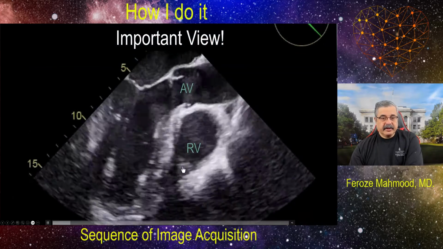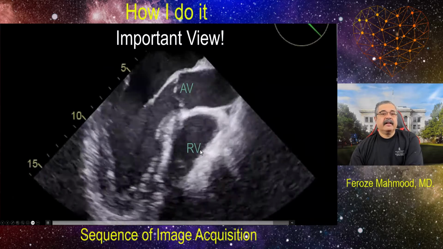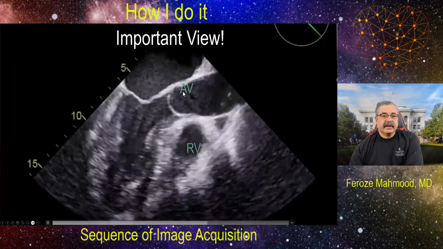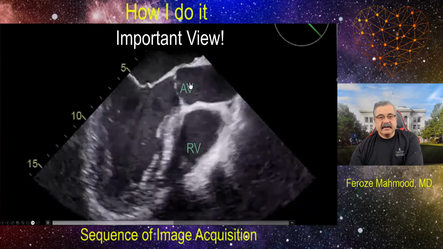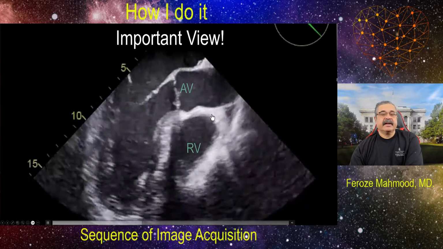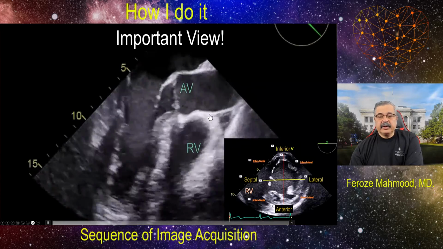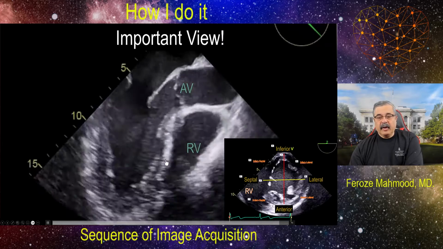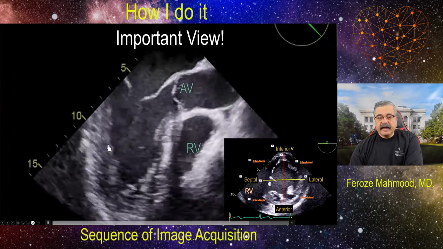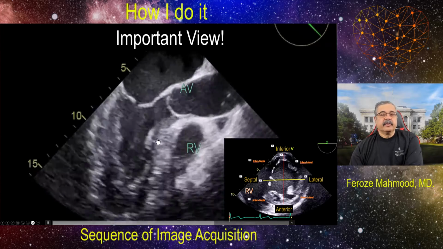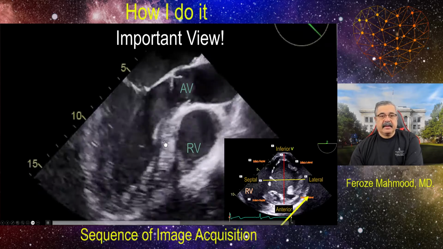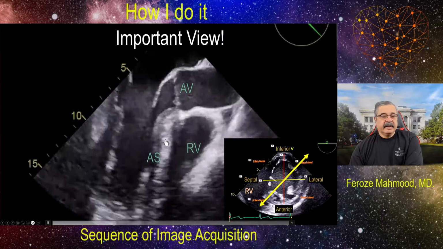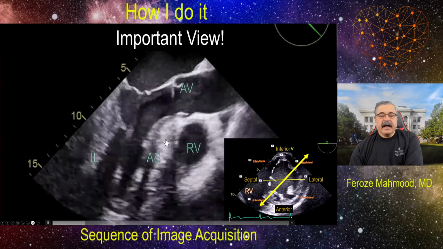You're looking at the right ventricle here, the aortic valve, the mitral valve, left atrium, left ventricle, LVOT, the aortic root, sinuses of Valsalva, sinotubular junction, and the proximal ascending aorta. Based on the wall motion assessment, you're looking at the anteroseptal wall over here and the inferolateral wall over here, and this is one of the views where we can look at both these walls.